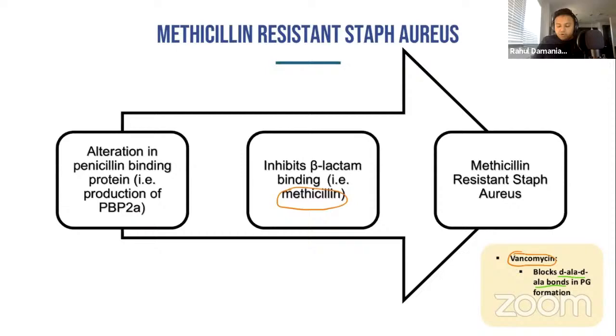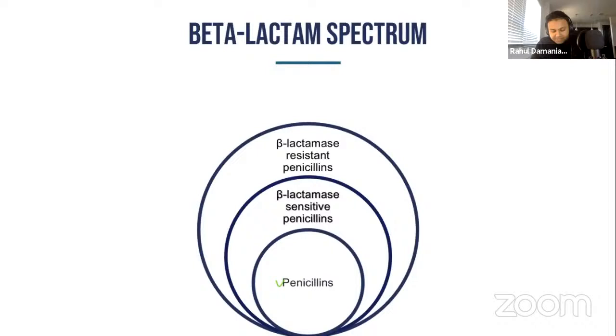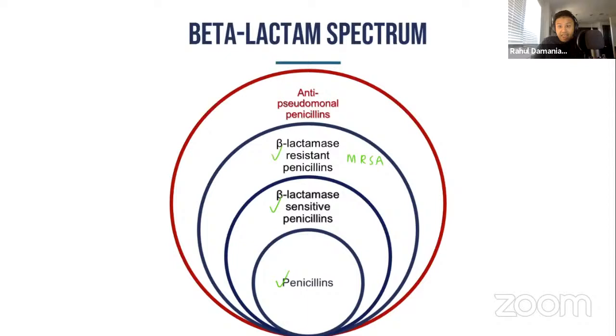All right. So we went through penicillins, we went through your ampicillin, amoxicillin, and we talked about beta-lactamase inhibitors. And then we talked about beta-lactamase-resistant penicillin, which is your methicillin, oxacillin, dicloxacillin, nafcillin. And we recognize that methicillin was actually the type of penicillin that got altered when we talked about MRSA and the altered penicillin-binding protein. Finally, what we're going to be covering is the anti-pseudomonal penicillins. And this is going to be your piperacillin and ticarcillin.